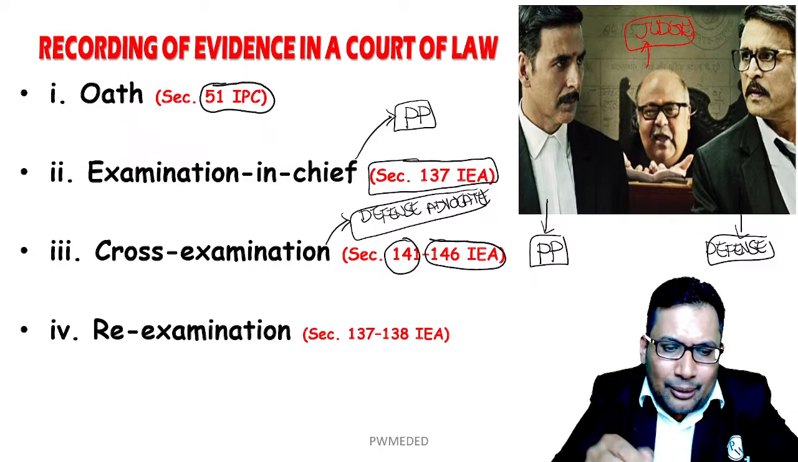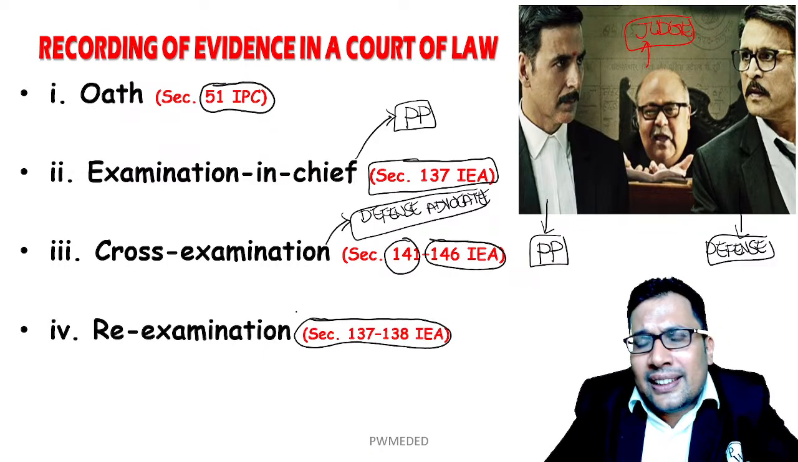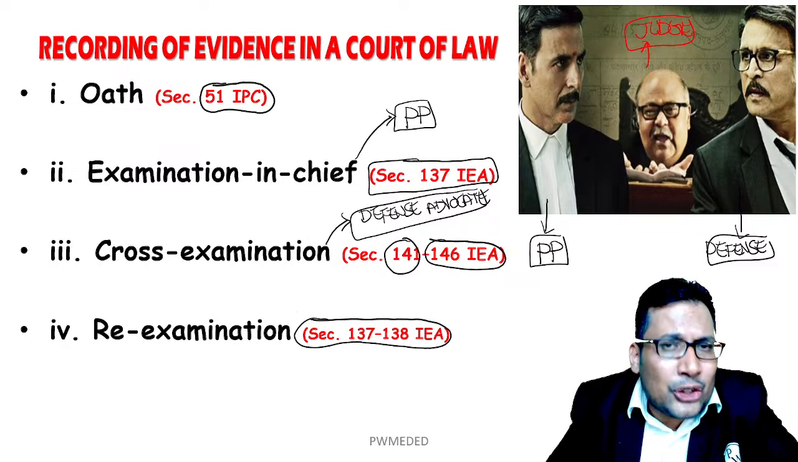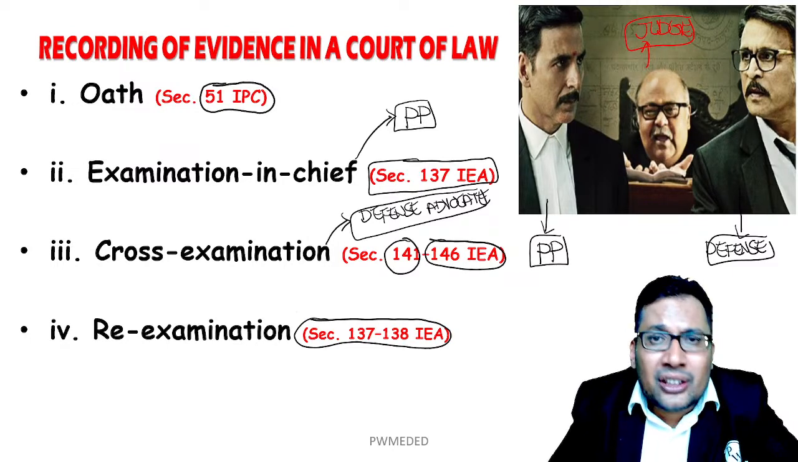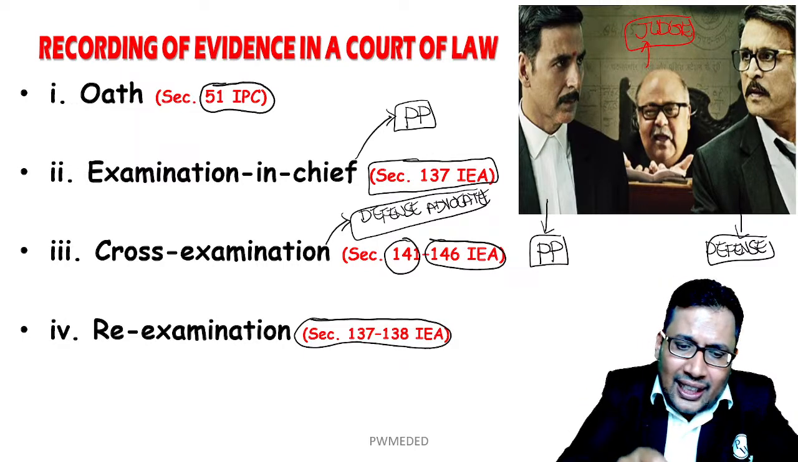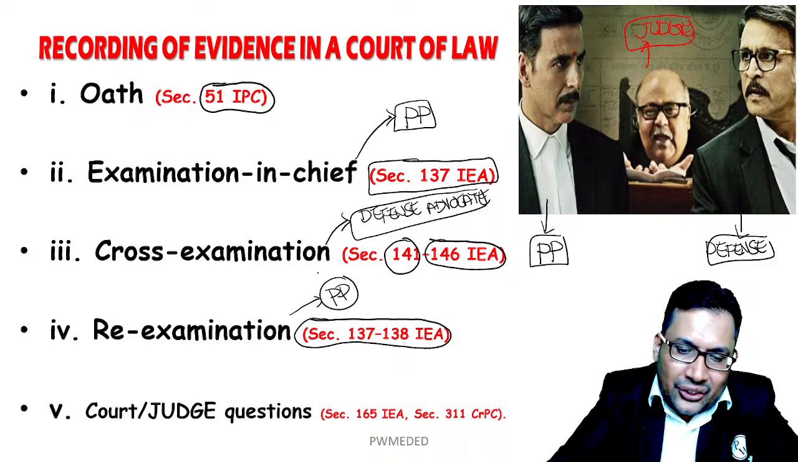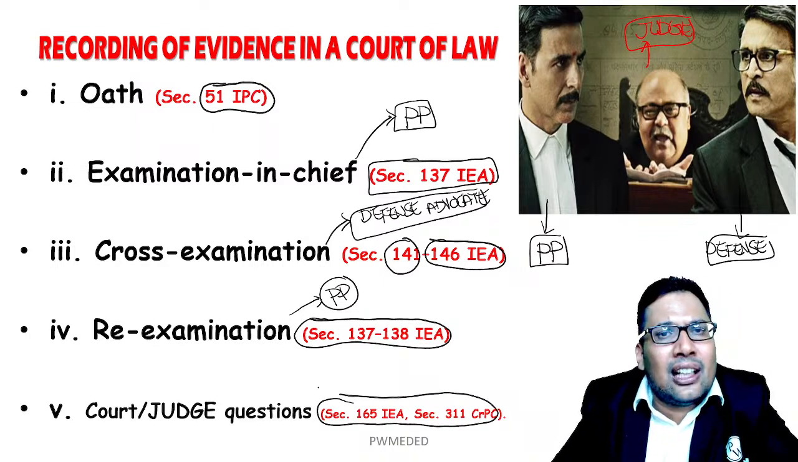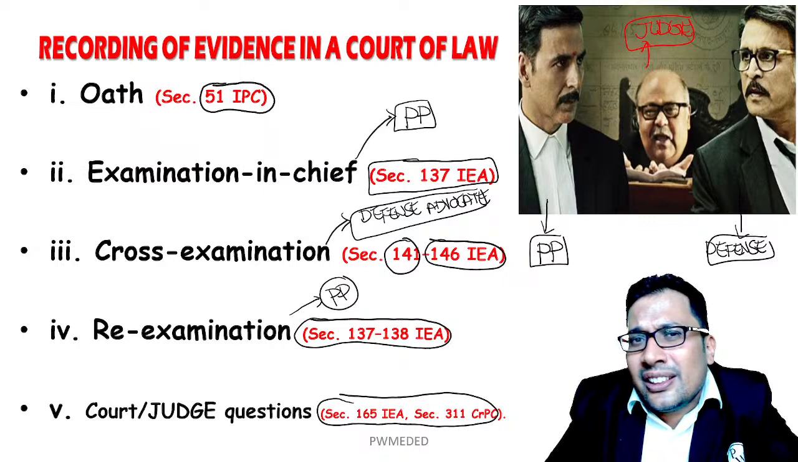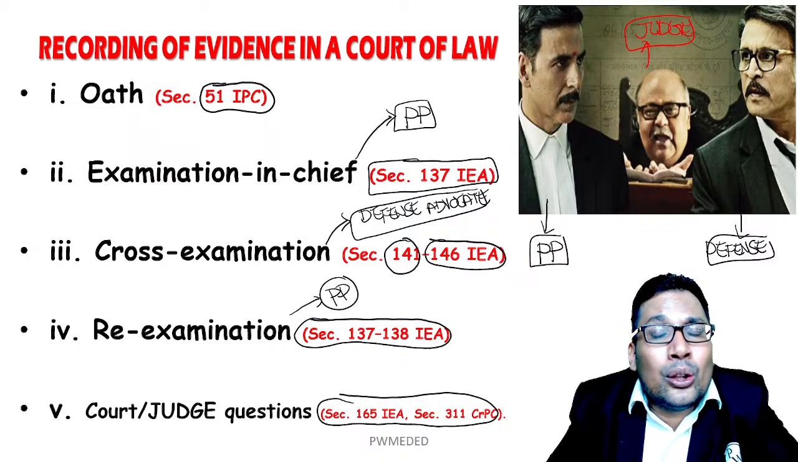Next, re-examination of the witness. It is done again by the public prosecutor. No leading questions, no new questions. That is known as re-examination. Lastly, questions by the judge. That comes under section 165 and section 311 CRPC. The judge is supreme. He can ask any question at any time during the proceeding.